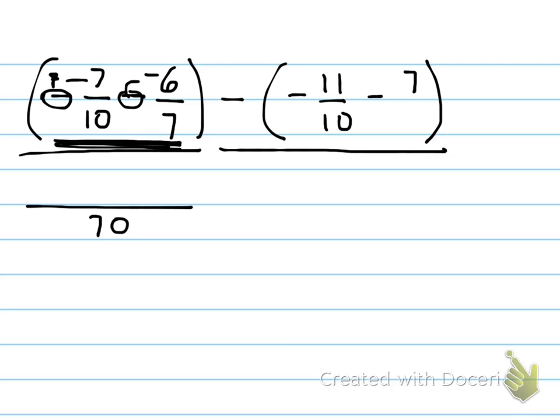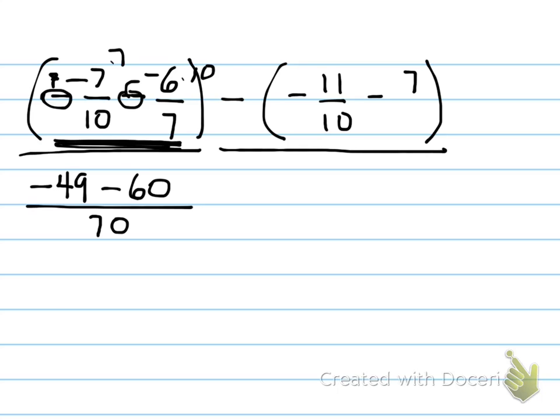But if you change the denominator, you must also change the numerator. So, do the divide, then multiply. 70 divided by 10 is 7. And negative 7 times positive 7 is negative 49. Yeah, negative 49. Good. Now let's do the other one. 70 divided by 7 is 10. And negative 6 times 10 is minus 60.